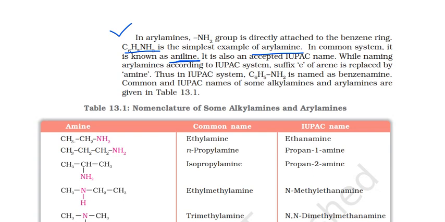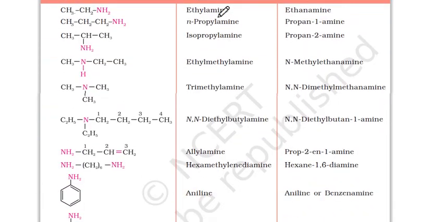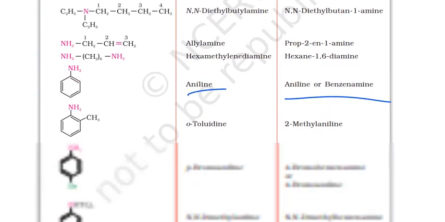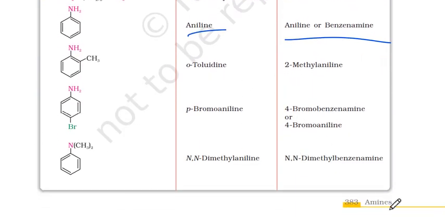You can just go through the table. Ethylamine, ethanamine. Propylamine, propane-1-amine. Similarly, and then aniline or benzene amine. Both will be correct. Alright, you can just go through this table on your own then.